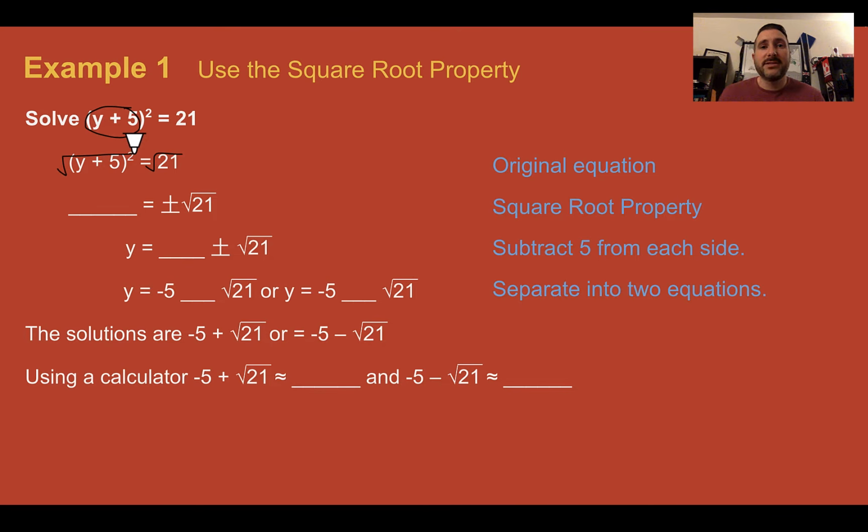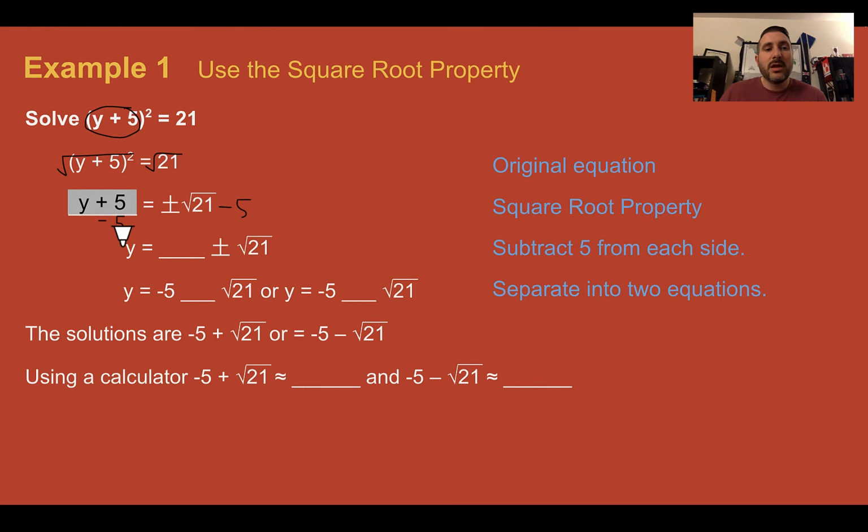If there were other things added to the end of it, so maybe there was like a plus 2y plus 5, then we can't use this property quite yet. But if the part to the second power is by itself, then you can always just take the square root of both sides. So if we do that, we end up with what was inside the parentheses, y plus 5. That would be equal to the plus or minus square root of that number. Then to solve for our variable, so if I wanted to get y by itself, I would just subtract 5 from both sides.